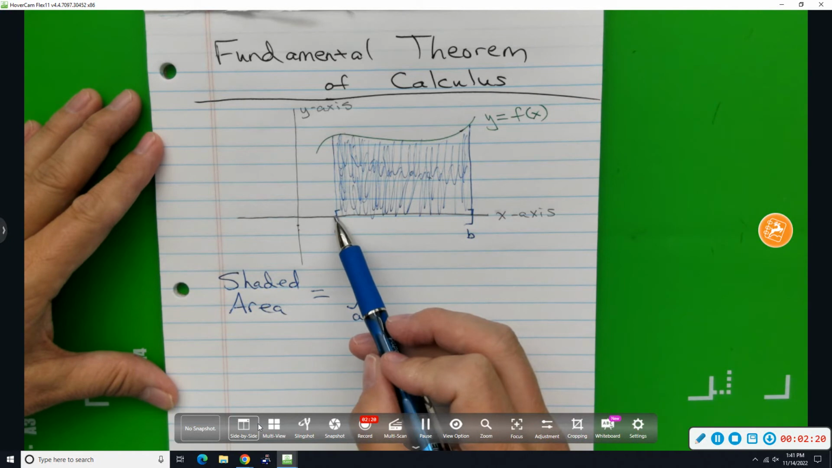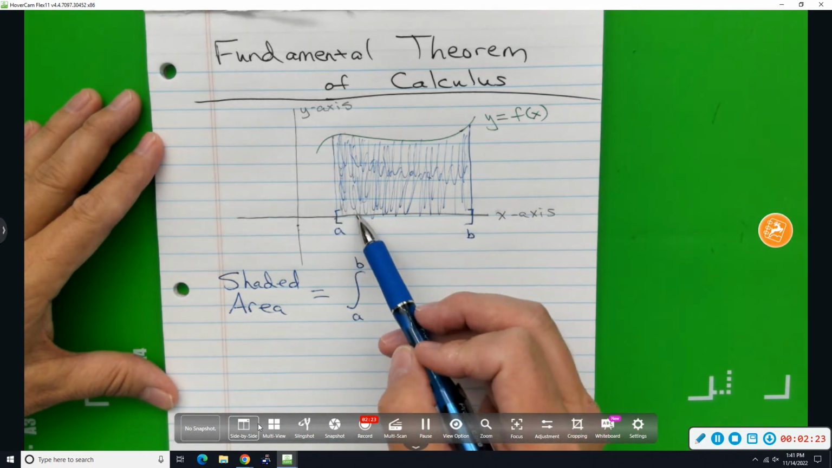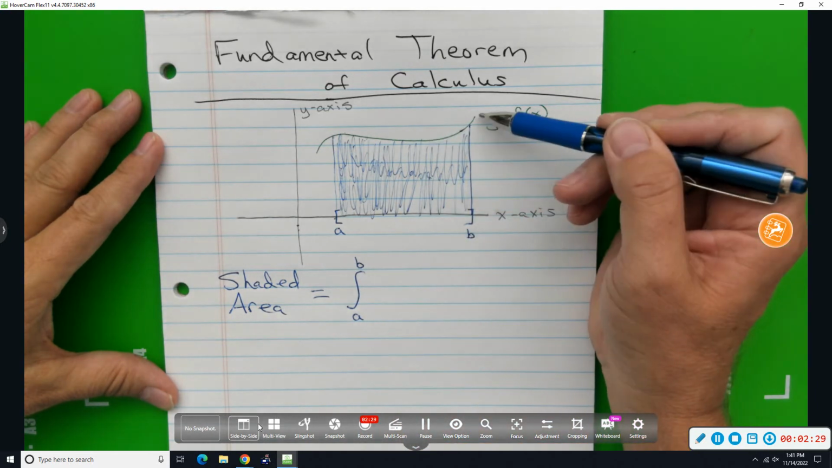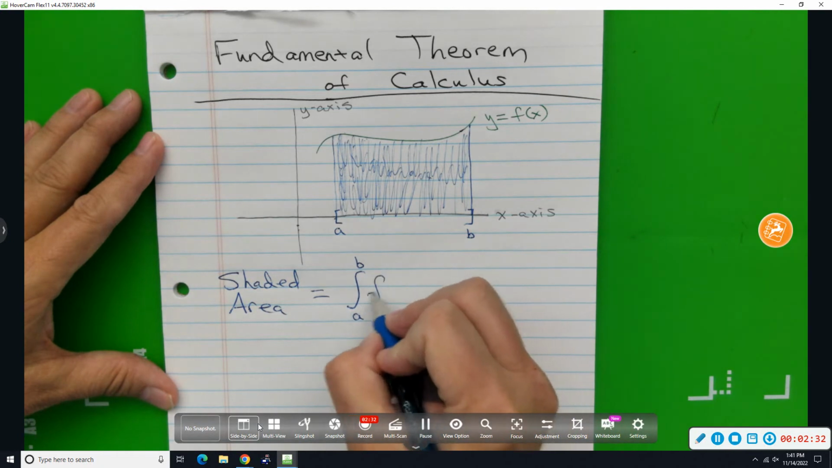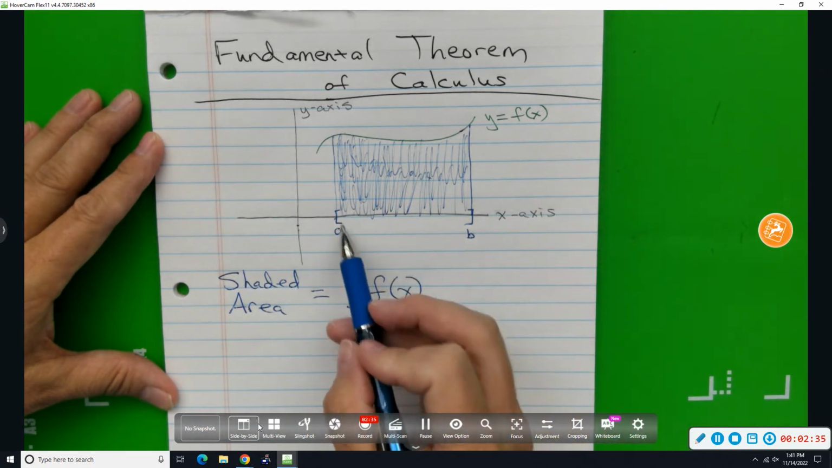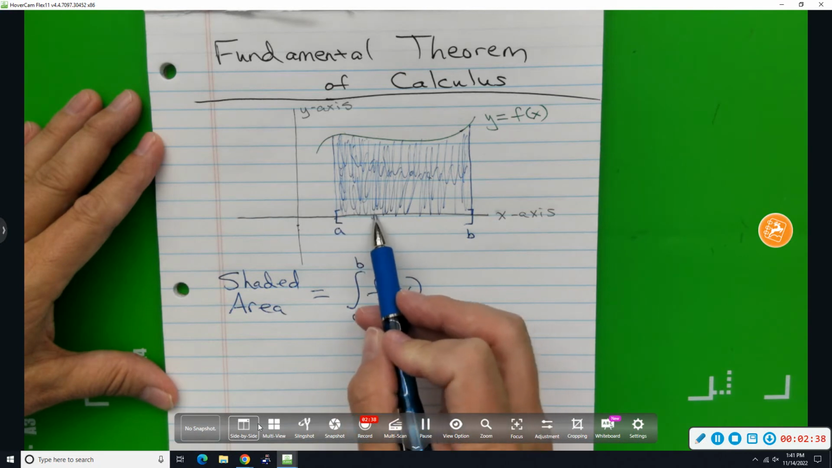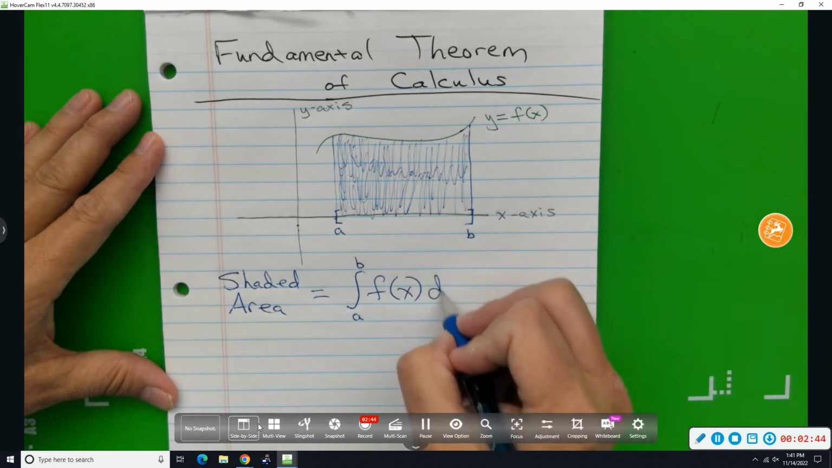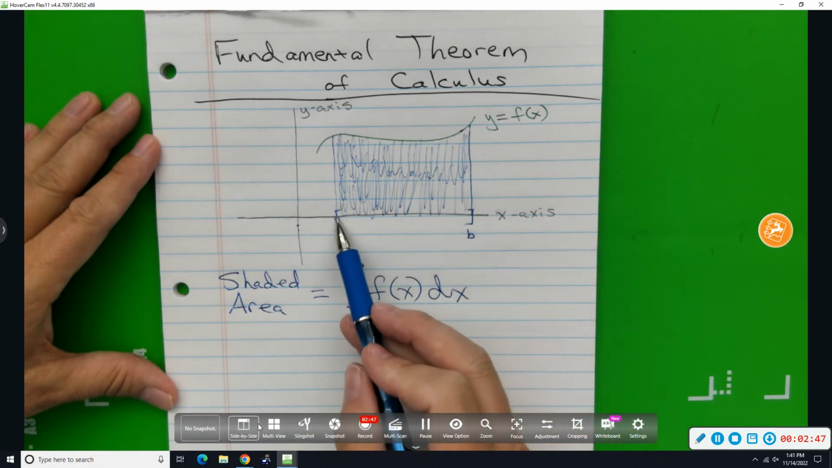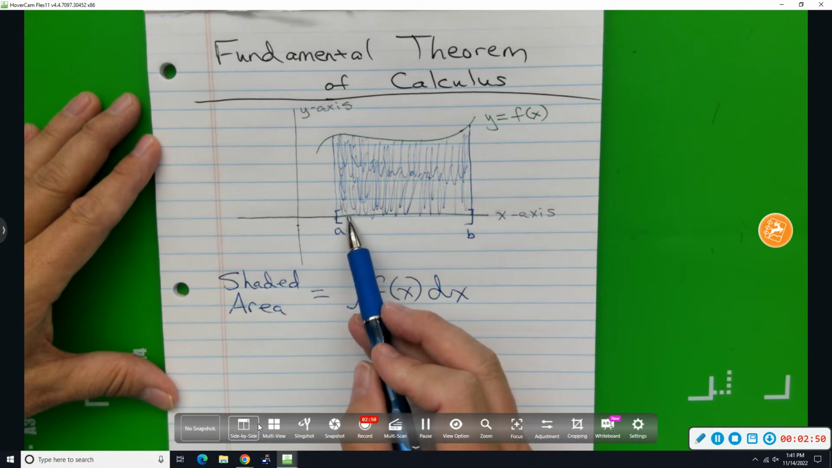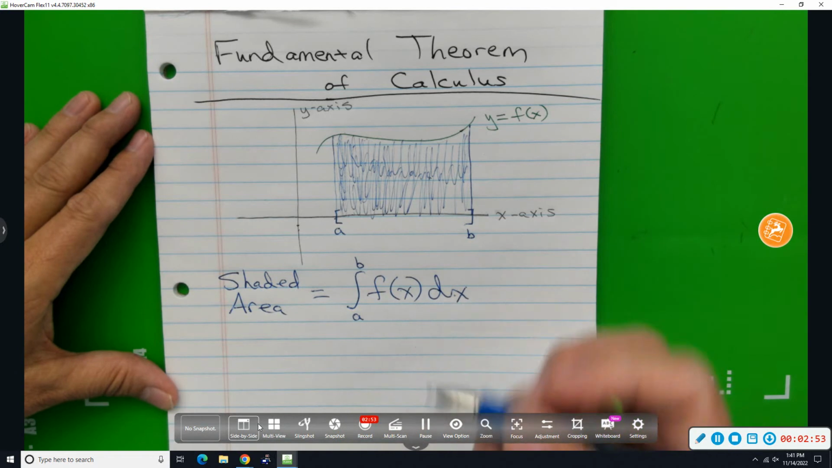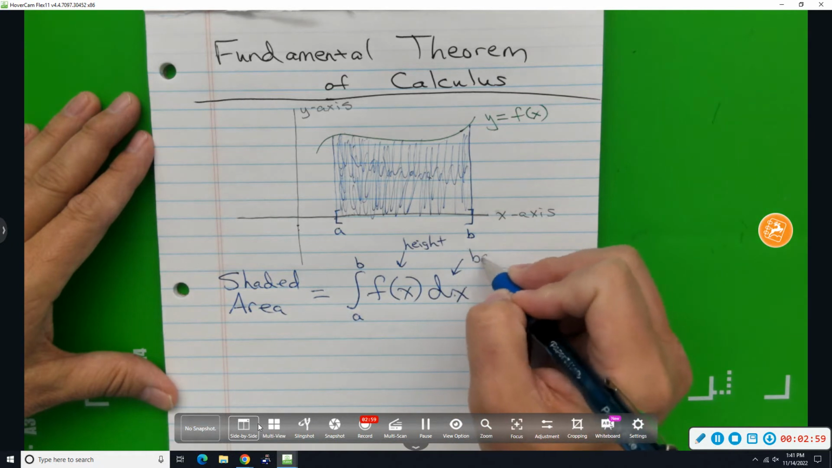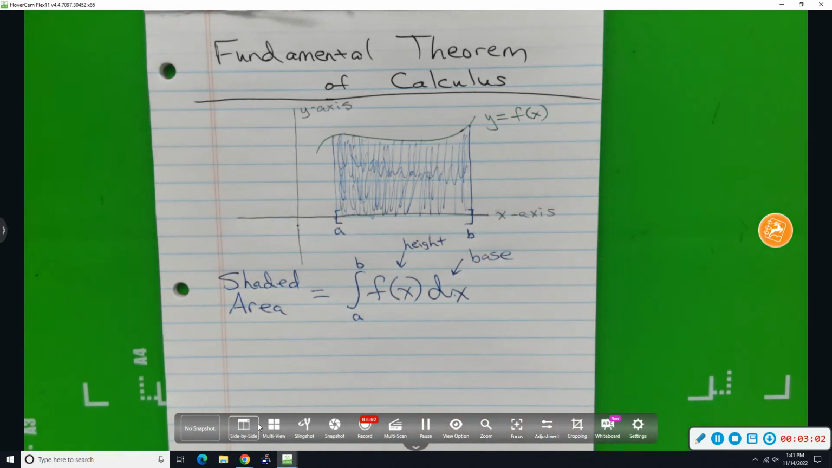So the height is given from the x-axis to the green curve. The height is given by the y values on that green curve. So the height, we'll say, is given by f of x, and that base length, imagine millions of tiny little rectangles that we use in base times height to indicate the change in x, that horizontal distance, that base length, that's dx. The f of x gives us the height, and the dx we could think of as the base length.